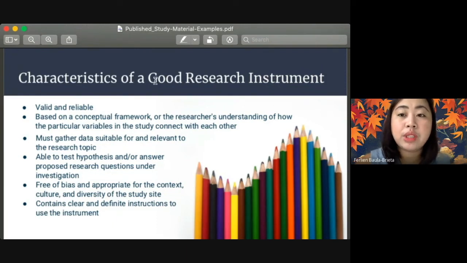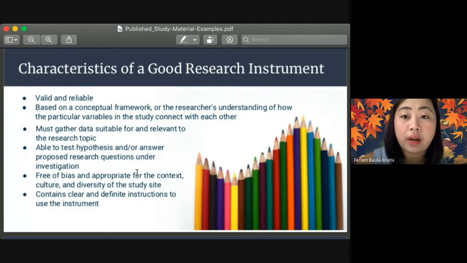Another is that your research instrument must contain clear, definite instructions on how to answer it. So you have to include preliminaries or directions on what are the things to consider before they answer the questionnaire, or before you implement the instrument, so that you can gather the correct data. These are the characteristics of a good research instrument.